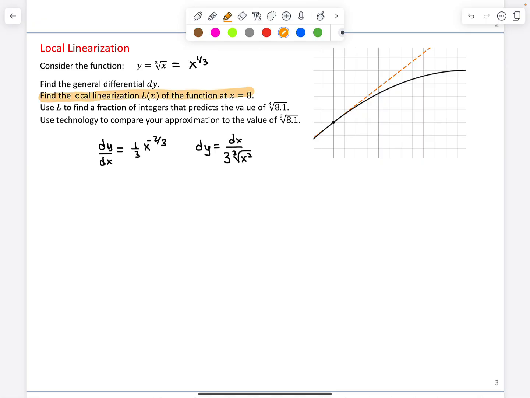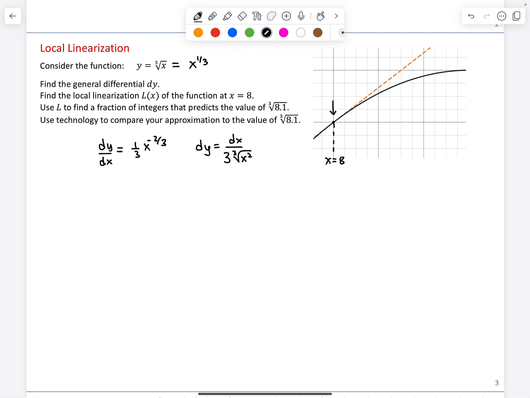Next, we're going to find the local linearization, capital L of x, of this function at x equals 8. So this picture we have over to the right, it is not to scale. It'll just serve as a tool to understand what's going on, but we have the cube root of x as some function, and we want to find the local linearization when x is 8.